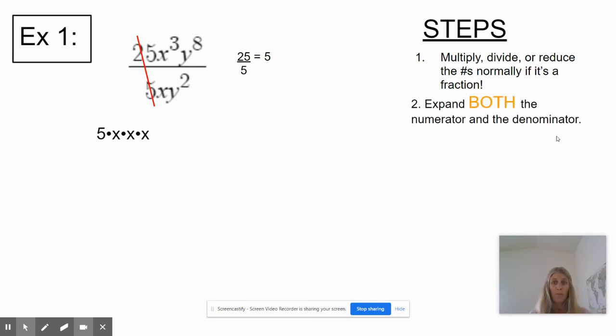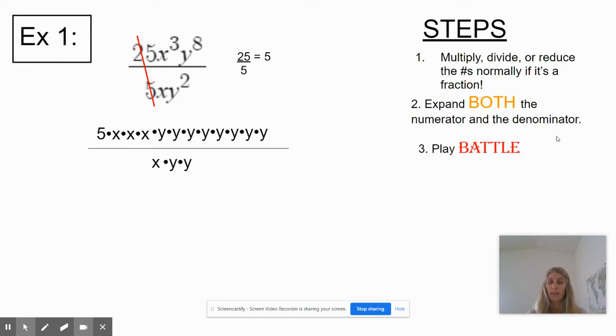Step 2 is to expand both the numerator and the denominator. So I still have my 5 there. And as you can see, I have x to the third power, which is x times x times x. And then I have 8 y's. So I'm going to add that in the numerator, y times y times y times y times y times y times y times y. Now we're ready to expand out and write in expanded form our denominator. We have a single x times y times y, because we have 2 y's. So now that we have it all in expanded form, we're going to go ahead and play battle.